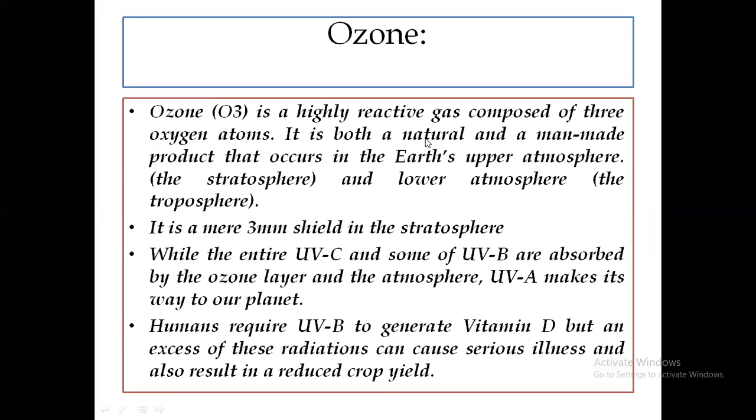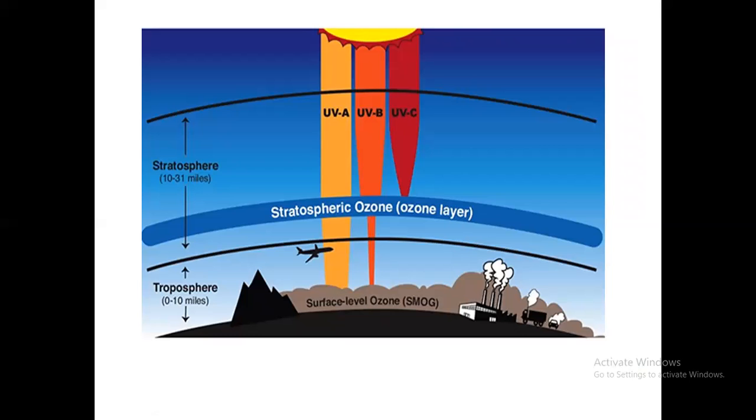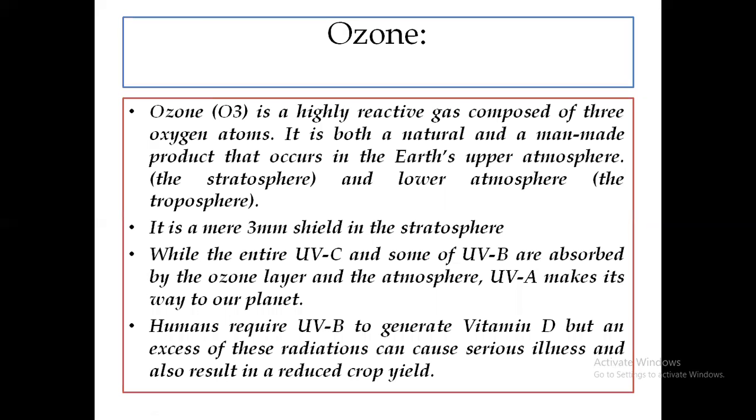Now, what is ozone? Ozone is a highly reactive gas composed of three oxygen atoms. It is both a natural and a man-made product that occurs in the Earth's upper atmosphere. Upper atmosphere means the stratosphere, as I have already told you, and also the lower atmosphere, the troposphere, where we have seen that surface layer ozone is also known as smog. Now, it is a mere 3 mm thin layer in the atmosphere.